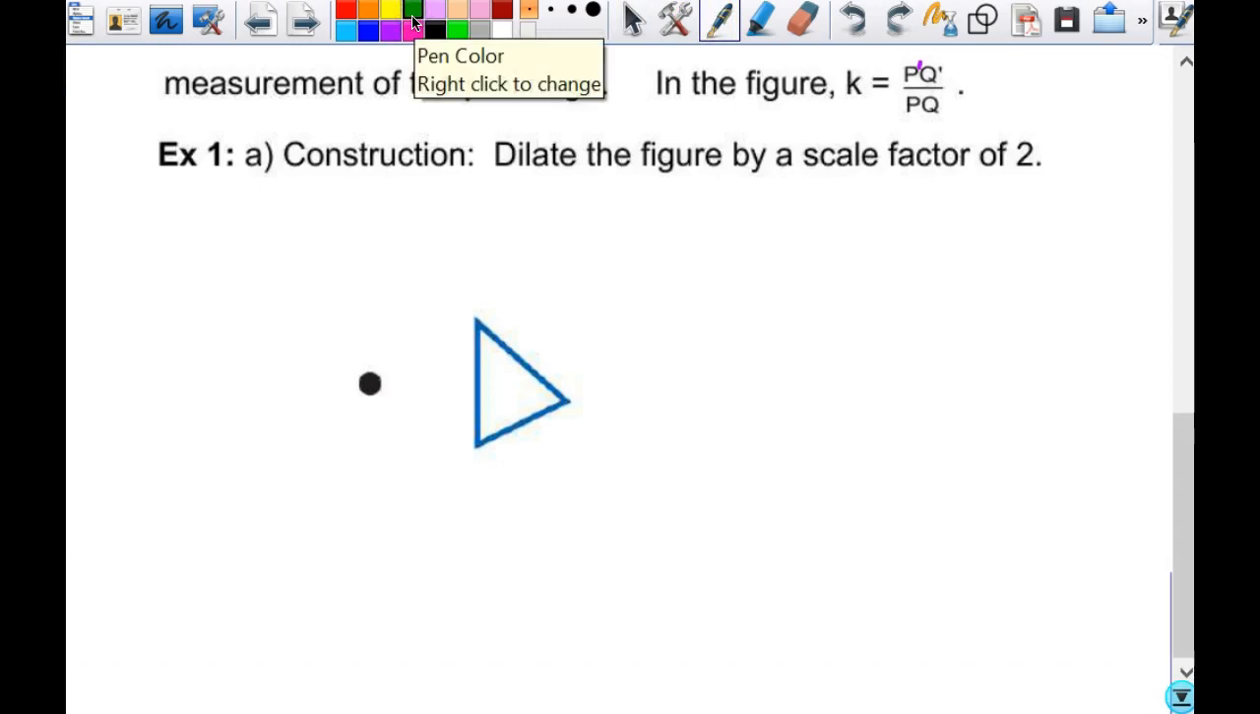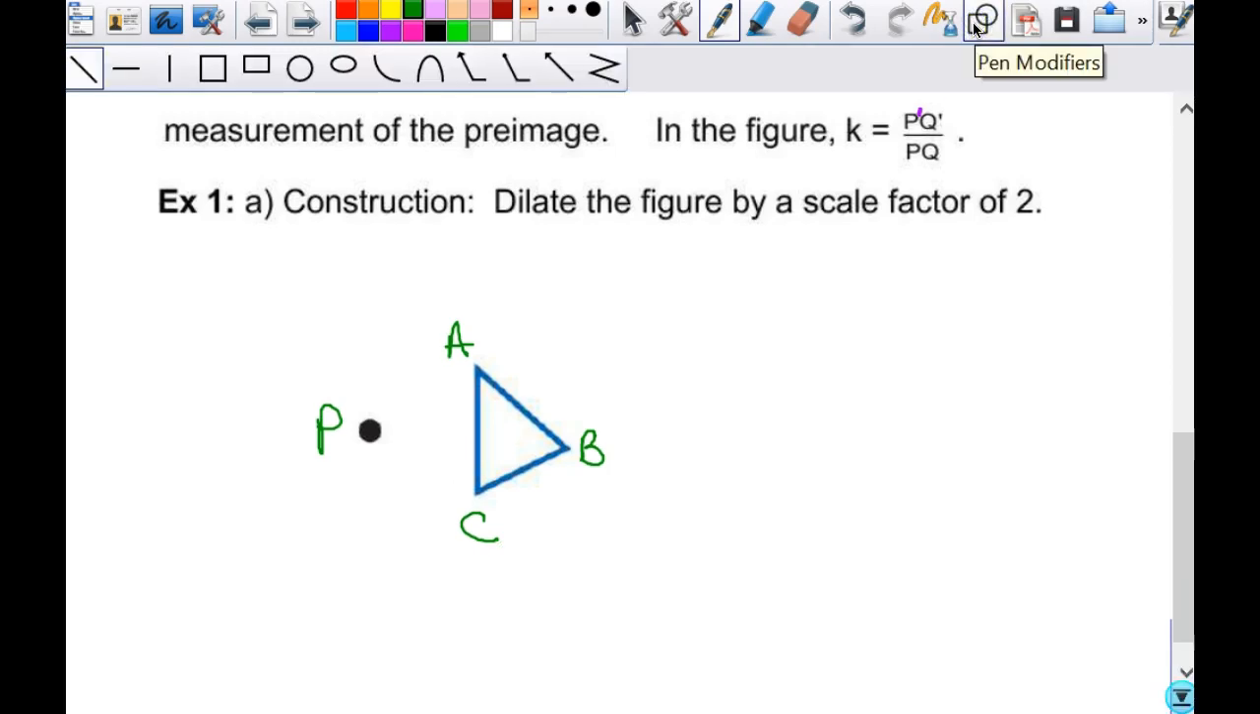All right, so right here, we have this point, which is point P. And then you're going to label this triangle A, B, C. Then with your ruler, which really is just going to work as a straight edge right now because we're not measuring anything yet, you're going to draw it, you're going to connect some things.